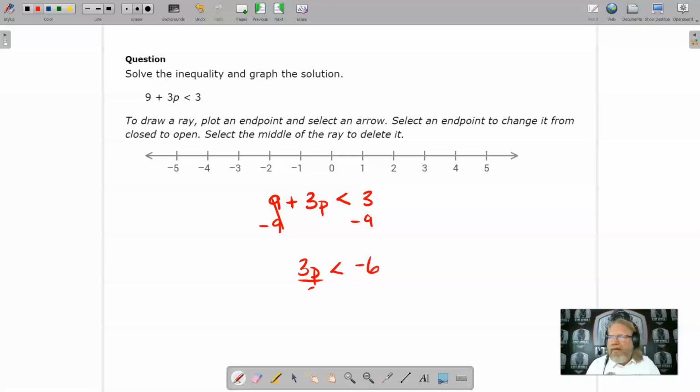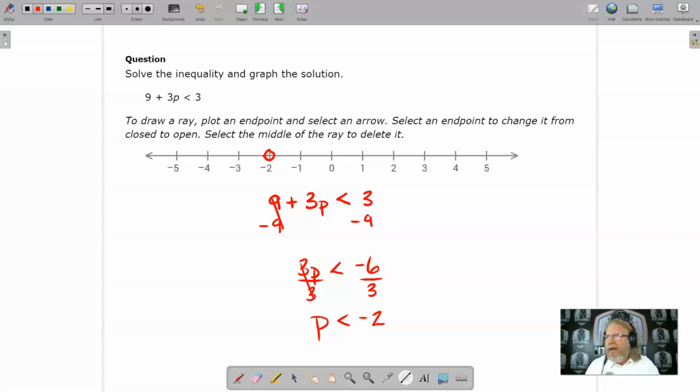And then we're going to divide by 3, right? Because we want to get rid of that 3. What we do to one side, we do to the other. 3's cancel each other, leaving me with just a variable p. My sign remains the same, and negative divided by positive is negative, and 6 divided by 3 is 2. So our solution for this inequality is p is less than negative 2. That means all the numbers to the left of negative 2. It is an open dot because we don't have the 'and equal' sign there, and we're going to go to the left.